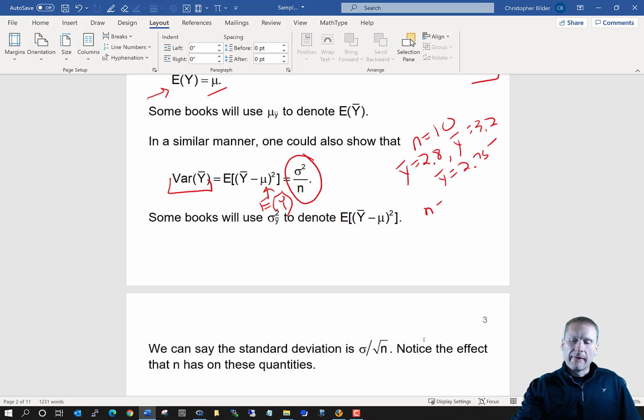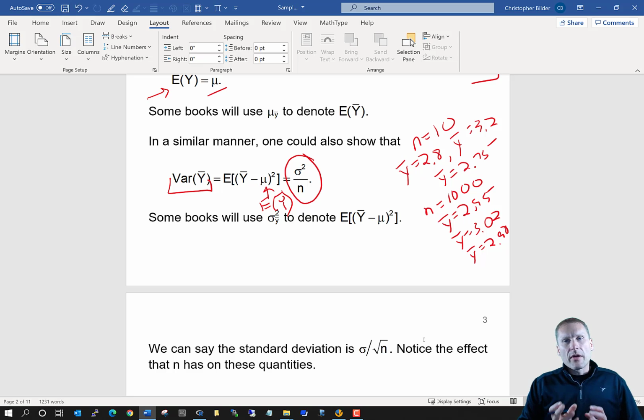But let's say I took a sample of size 1,000. Now maybe my y bar is 2.95. Maybe the next time I take a sample it's 3.02. Maybe the next time it's 2.98. Notice how the variability in these y bars is much less. Why? It's because of that right there, that n.